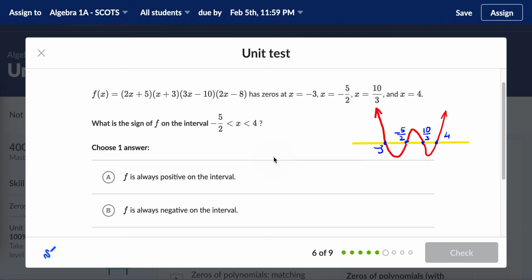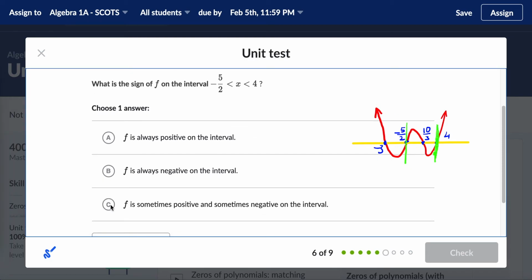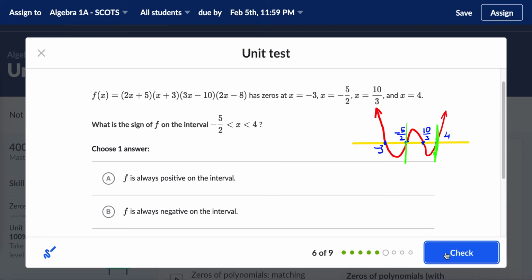Okay, and the same sort of question we had before is what about this interval? -5/2 to 4. So we're looking from -5/2 to 4. This is our interval here, and we see that it is both positive and negative on that interval. So it's not always positive. It's sometimes positive and sometimes negative on that interval. Okay. So there you have that one. It's similar to the previous one, just with slightly different characteristics on it.